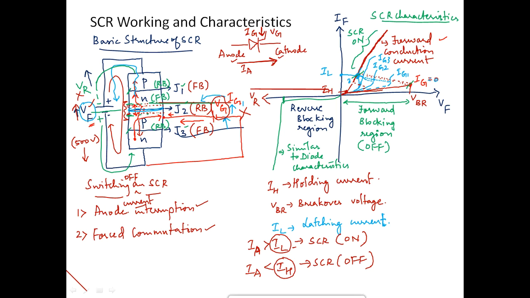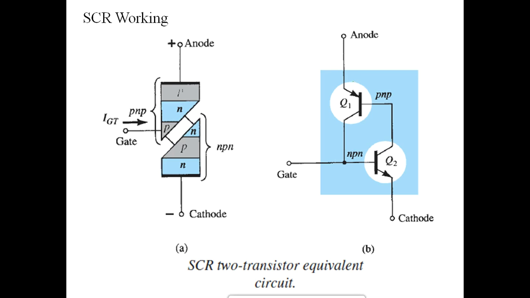And which is the terminal that is trying to control it? Gate is the terminal that is trying to control it. So as the gate current increases, we will obtain the switching on action of an SCR at a lesser and lesser forward voltage. Okay, fine. So this was a slightly involved, slightly complicated procedure.